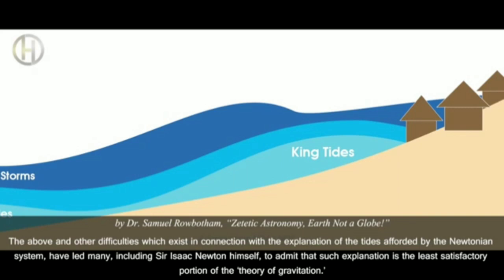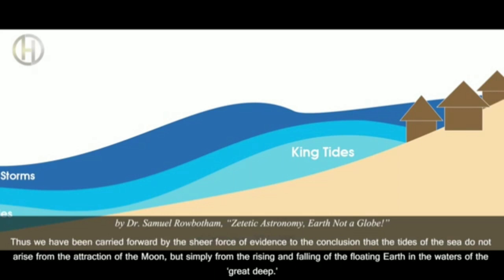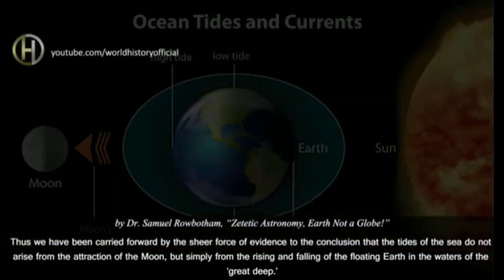The above and other difficulties which exist in connection with the explanation of the tides afforded by the Newtonian system, have led many, including Sir Isaac Newton himself, to admit that such explanation is the least satisfactory portion of the theory of gravitation. Thus we have been carried forward by the sheer force of evidence to the conclusion that the tides of the sea do not arise from the attraction of the moon, but simply from the rising and falling of the floating Earth in the waters of the great deep.